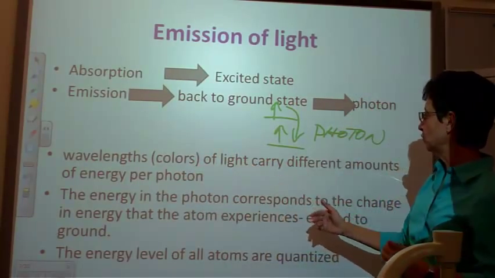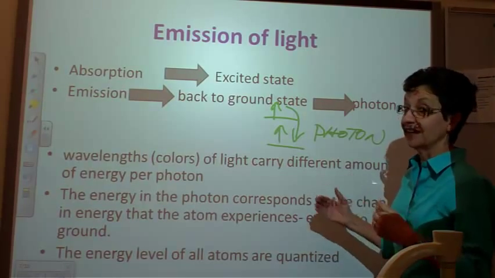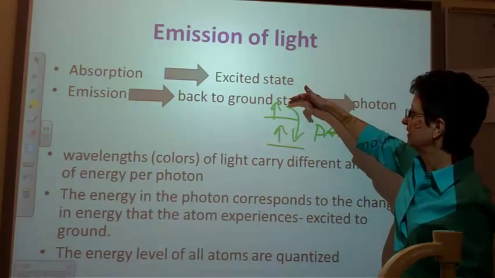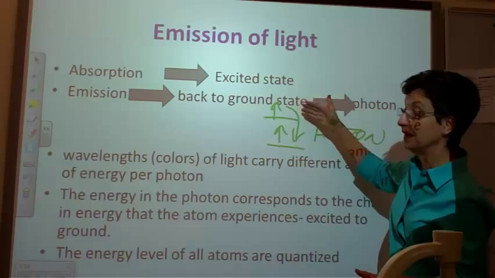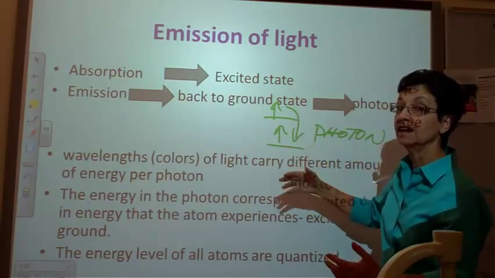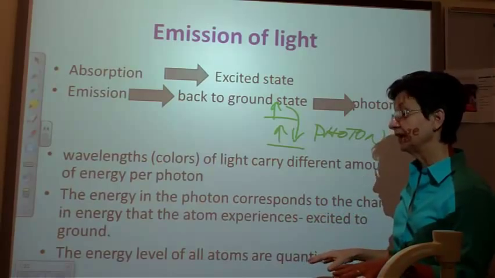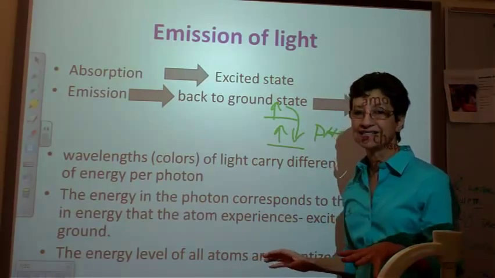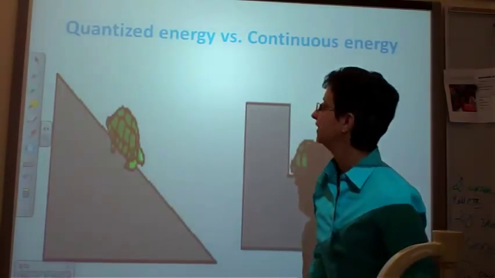The energy in the photon corresponds to the change in energy that the electron experiences, excited to ground. So as it comes from here to here, excited to ground, depending on how much energy, that's the wavelength that will be emitted. The energy level of all the atoms are quantized. That's a new word for you, and I'm going to show you a slide on that.